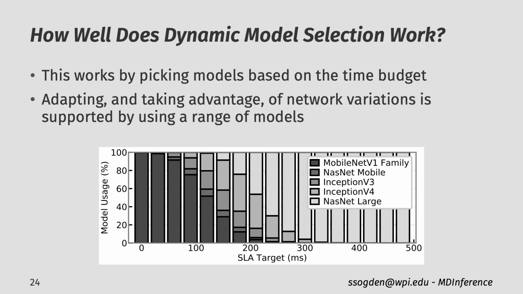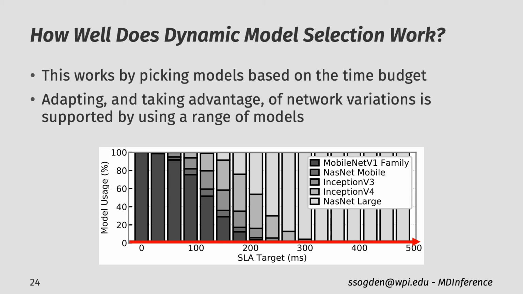MDInference accomplishes this by selecting a model based on how much time it has to execute that particular model. This figure shows what model or family of models were selected for execution by MDInference in that test we just saw. We see that at lower latency, it primarily uses the MobileNet V1 family. These models are efficiency-oriented models, which are designed to have a lower latency at the cost of low accuracy. As we increase the target response latency, we see that the range of models being selected, moving through mobile-oriented models and then slightly older models before primarily using NASNet Large, our most accurate model. This shows how MDInference adapts to its time budget.